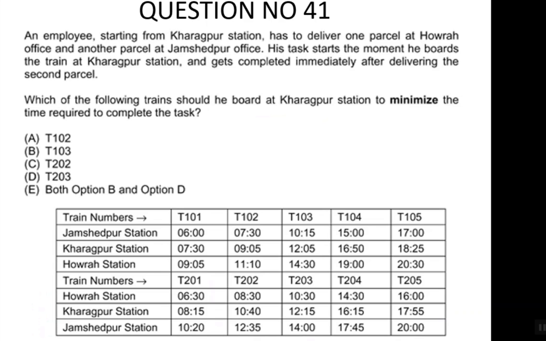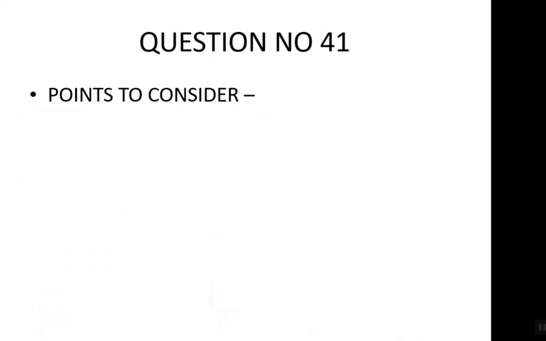But in this case, because he is starting from Kharagpur, the problem is this. We have to consider both the cases, the first part of the table as well as the second part of the table, as the options suggest. Also, there is one more problem that we'll be discussing soon. But what are the points, what are the keys that we have to remember for this question?